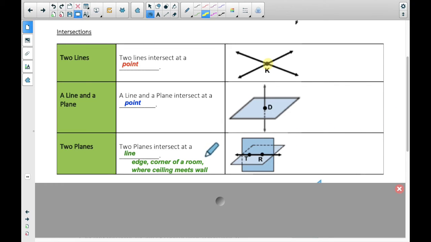How about two planes? If you took two planes, like two pieces of paper, and put them together, they would intersect in a line. Think about it like an edge of a room, like where the ceiling meets the wall. Those are two planes coming together, and that meets in a line.